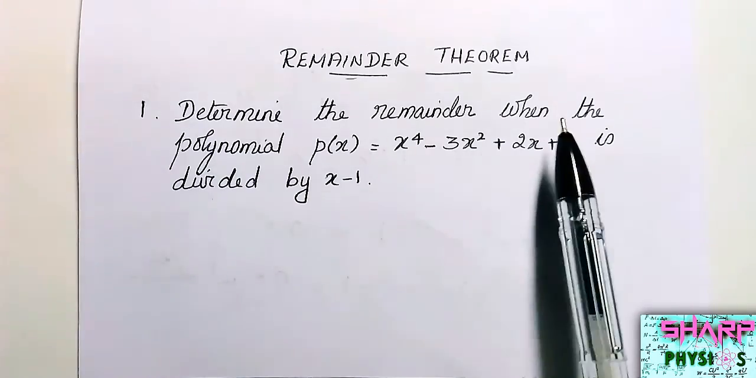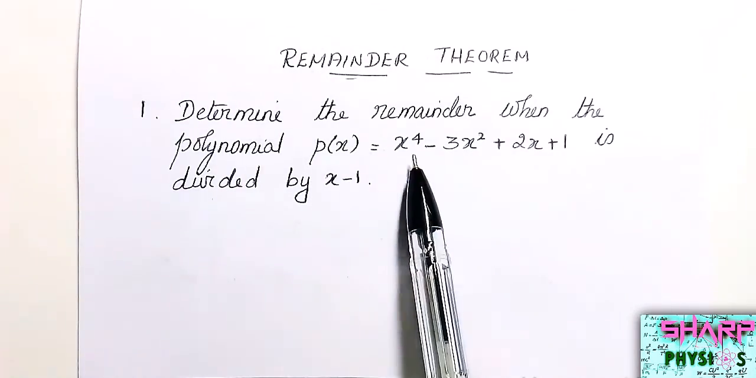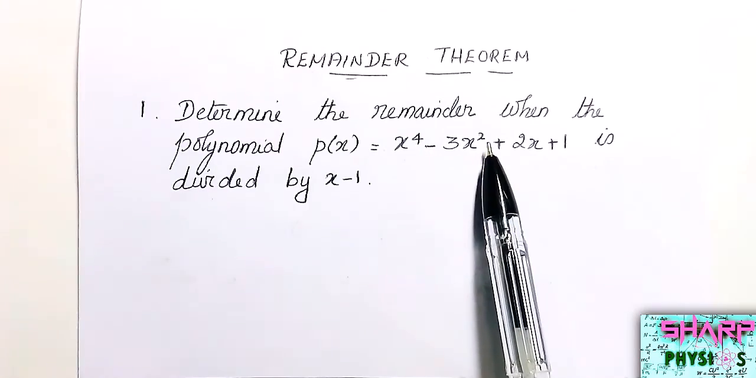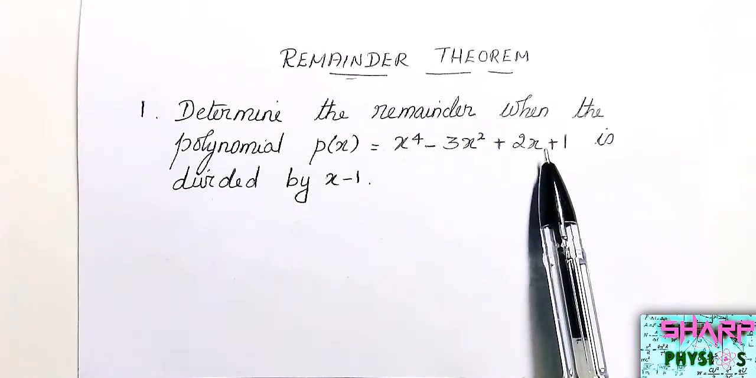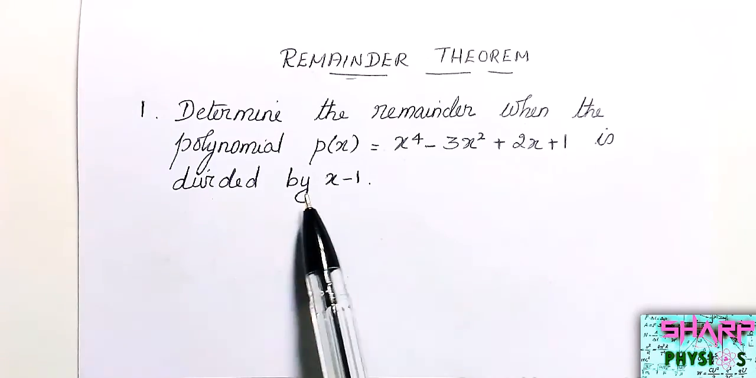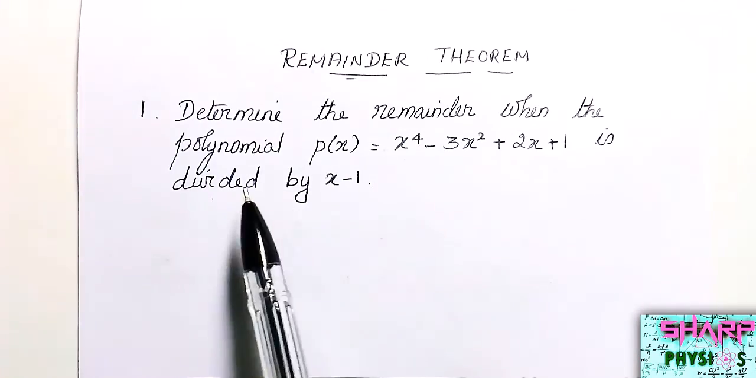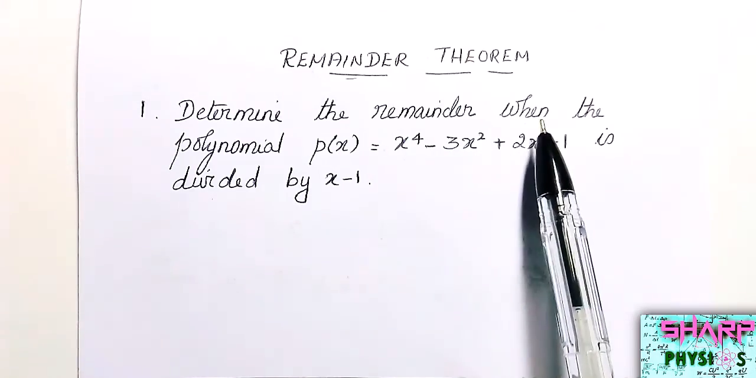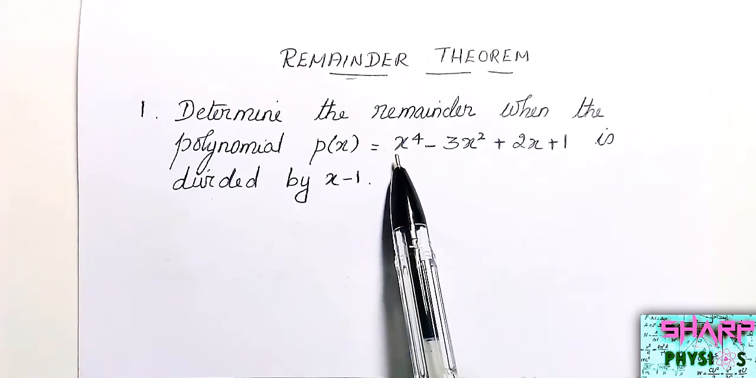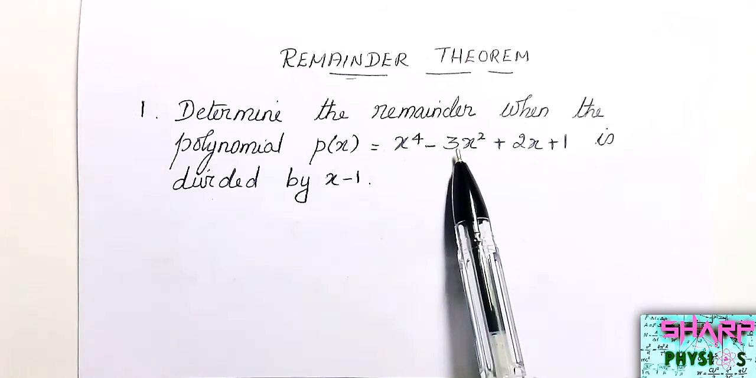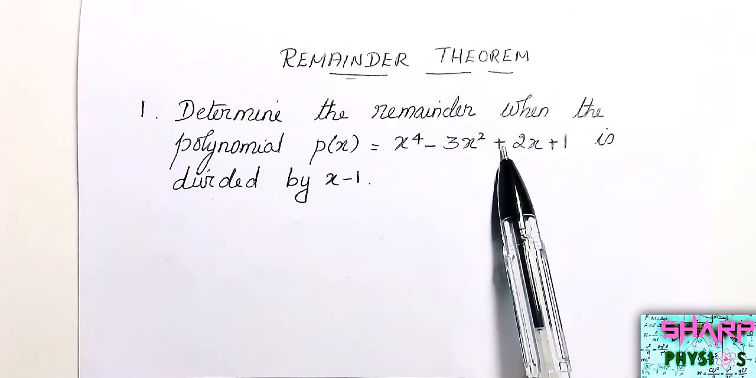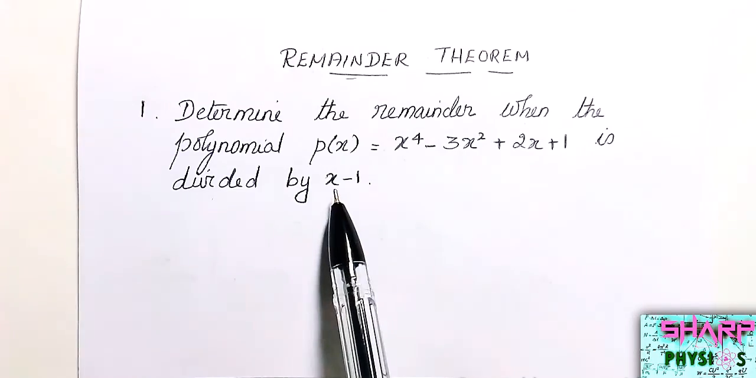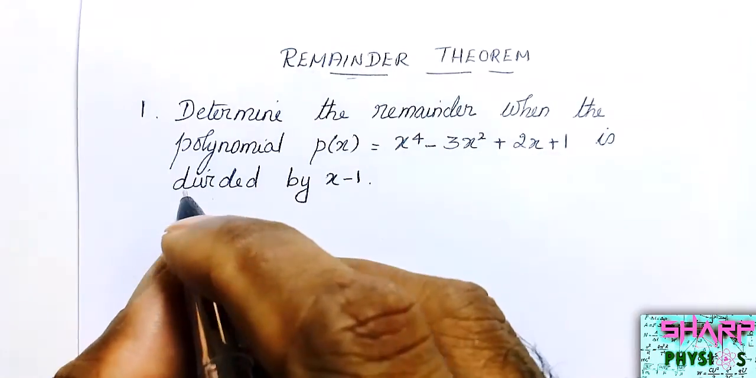Determine the remainder when the polynomial p of x is equal to x to the power 4 minus 3 into x to the power 2 plus 2x plus 1 is divided by x minus 1. Again I repeat, determine the remainder when the polynomial p of x is equal to x to the power 4 minus 3 into x to the power 2 plus 2x plus 1 is divided by x minus 1. So let's solve this one.